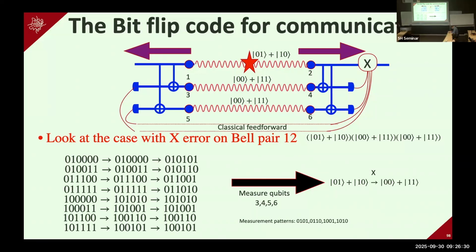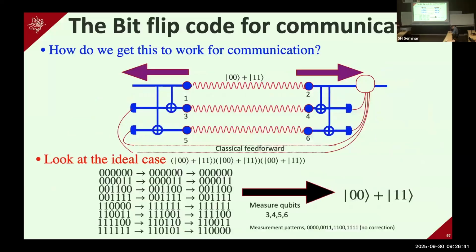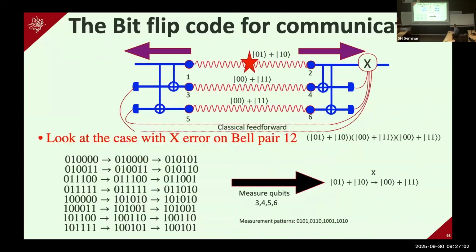Typically when I measure in these bases here, I end up with 1 of 4 states: 0, 0, 0, 1, 1, 1, or 1, 1, 0, 0, 0, 0, 1, 1. So there are 4 possible measurement results that come out of this. In this case, when I do these measurements, I end up getting measurement results 0, 1, 0, 1, 0, 1, 1, 0, 1, 0, 0, 1, 1, 0, 1, 0. These results are completely different from the case with no error. It's a unique pattern.